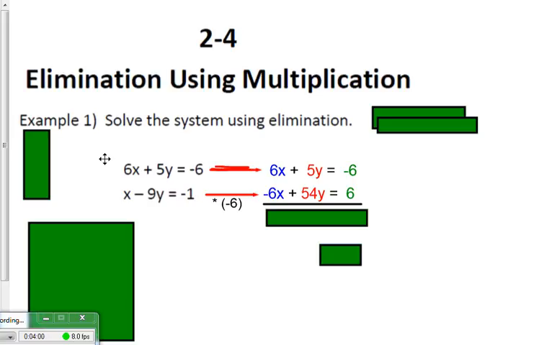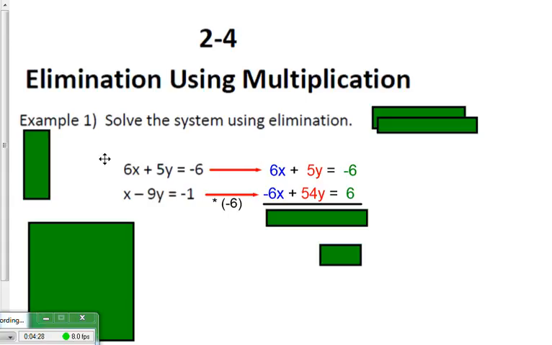So now I have two equations, both with the same variables. I have 6x plus 5y equals negative 6 as my top one. My bottom one is now negative 6x plus 54y equals 6. Now I have them in a spot where, looking at these x values, they're opposite. I have a 6x and a negative 6x. So that'll make it much easier to do elimination.